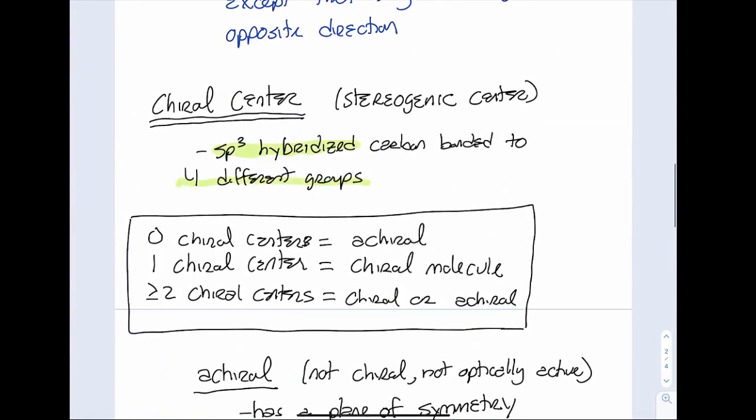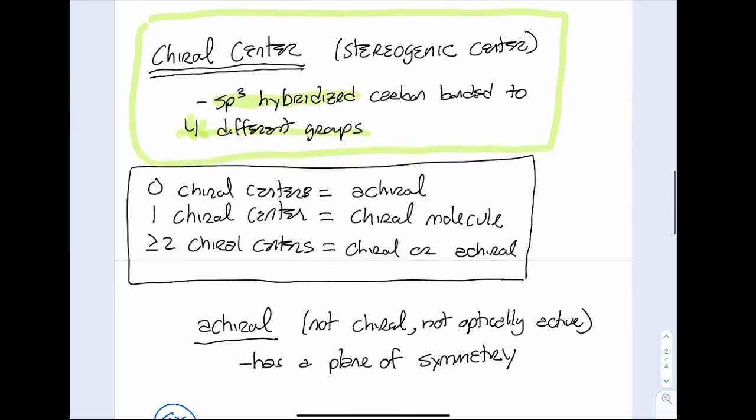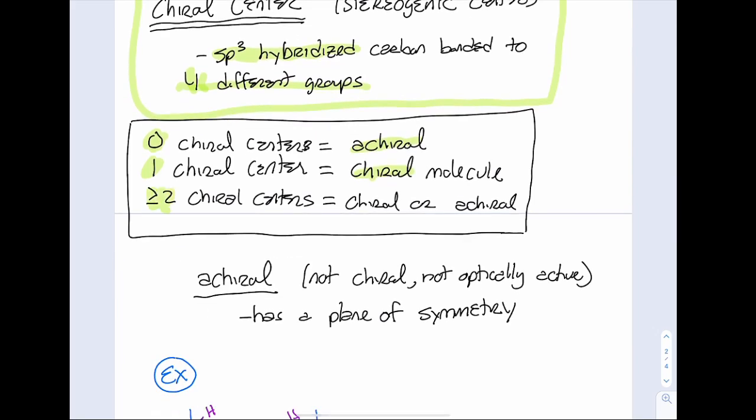Again, a chiral center, going back up, right? Our sp3 hybridized carbon bonded to 4 different groups. So our next task is to determine are they chiral or achiral. So we're going to use this list. If I have 0 chiral centers, it's achiral. If I have 1 chiral center, it's going to be chiral. If it has 2 or more chiral centers, and we do have a couple of these, we're going to look for that plane of symmetry. So if I have 2 or more chiral centers and it has a plane of symmetry, it's going to be achiral. If it doesn't have a plane of symmetry, it's going to be chiral.